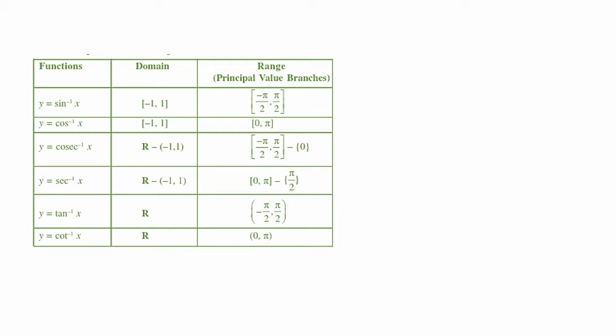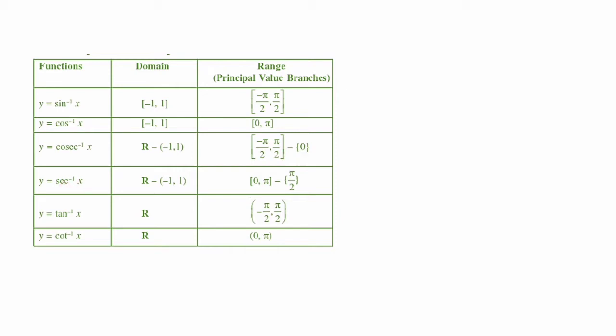First of all, sin inverse x, domain is closed interval minus 1, 1. Range is closed interval minus pi by 2, pi by 2. For cos inverse x, domain is closed interval minus 1, 1. Range is closed interval 0, pi. For cosec inverse x, domain is R minus open interval minus 1, 1. Range is closed interval minus pi by 2, pi by 2, excluding 0.